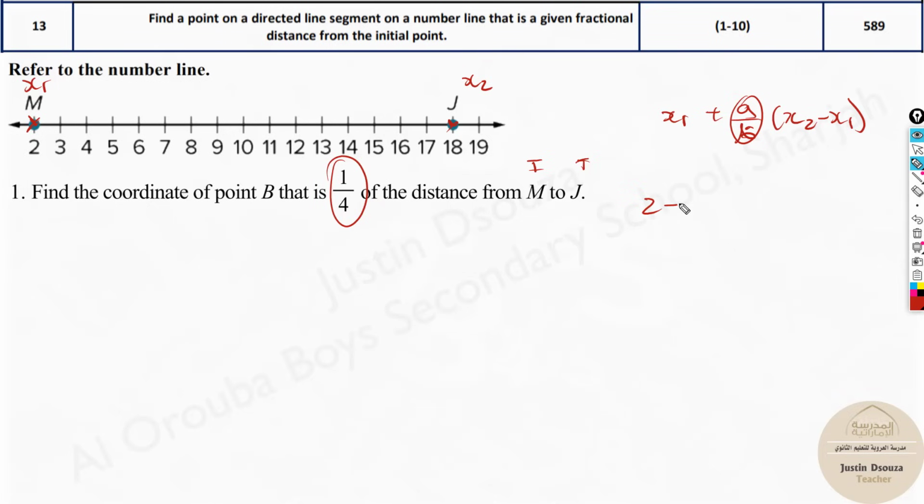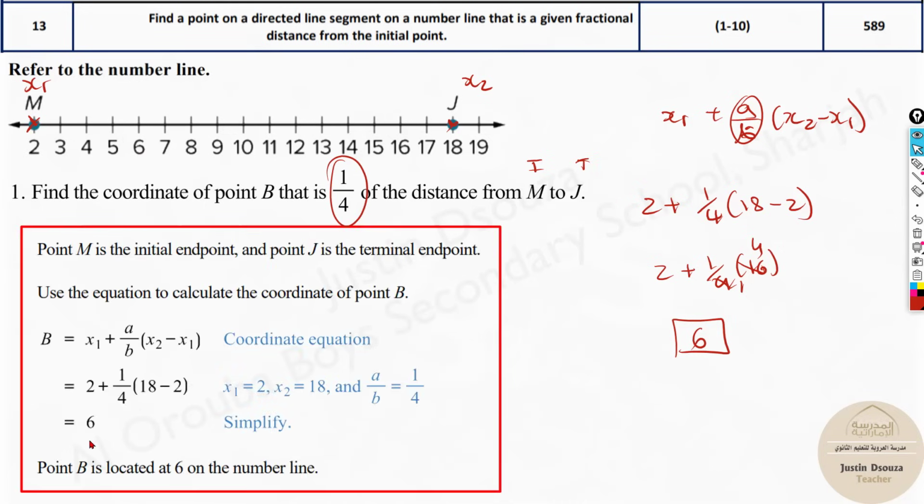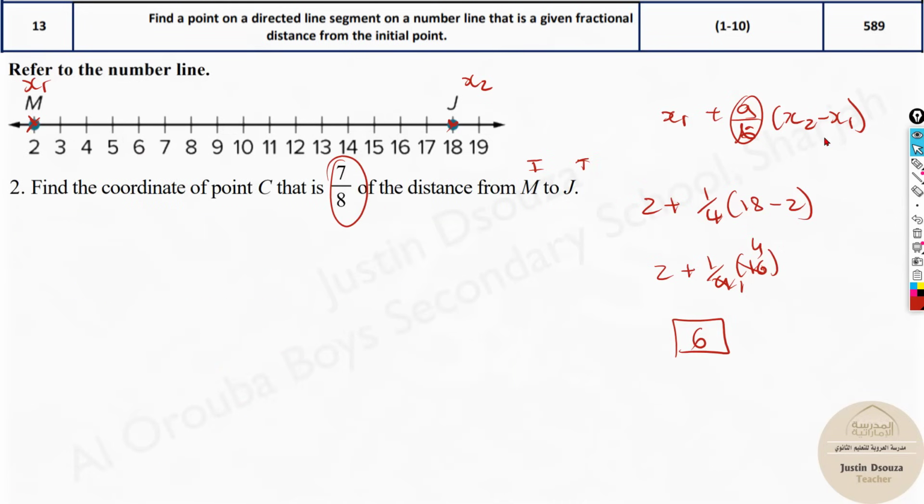Let's just substitute. 2 is x1, 2 plus 1/4, x2 is 18 minus 2, and now solve it. You will get 16 here. 4 one time, 4 four times, 2 plus 4 is 6, and that is the answer. So if you want 1/4 the total distance, you should choose point number 6. This is 1/4 the total distance from M to J. So the answer is 6. Same way you can try the others.